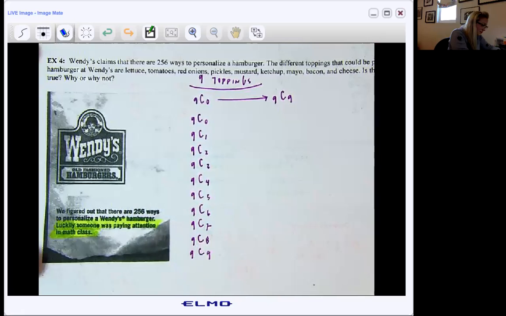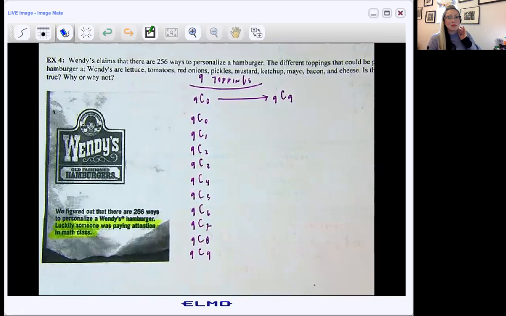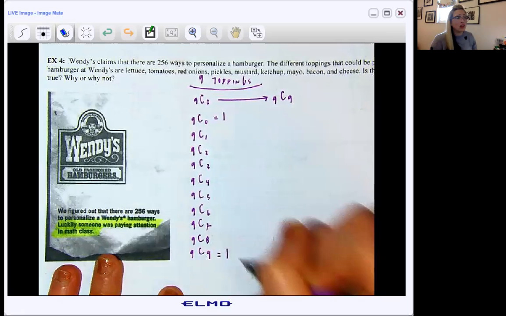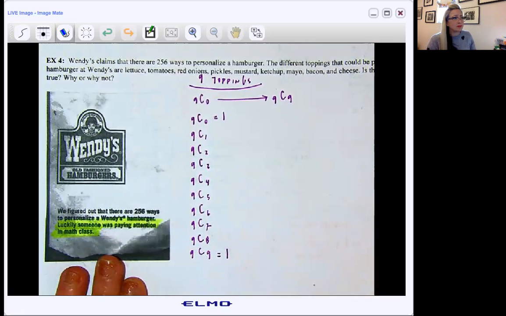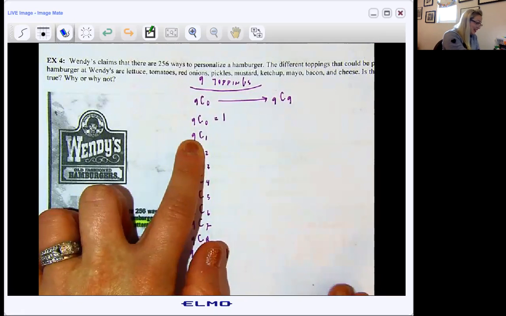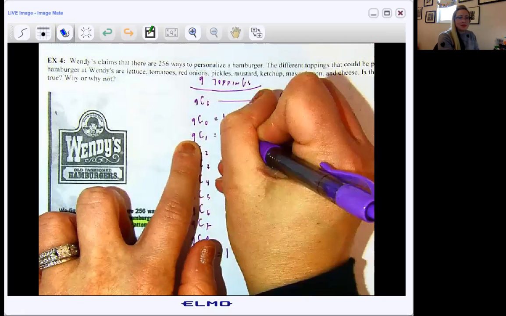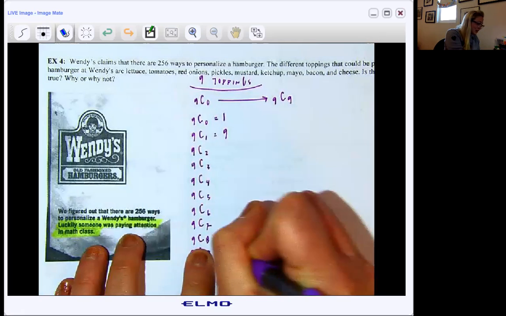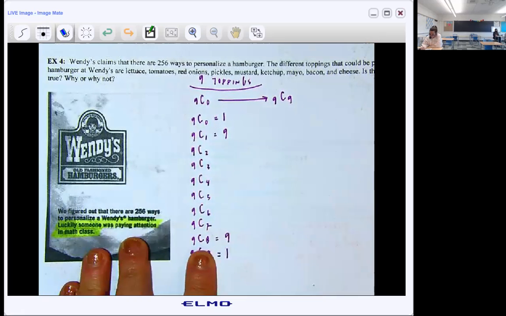Okay, so remember, this is going to be a numerical palindrome because of how they're going to pair up. So 9 choose 0 will be 1. If I'm choosing none of something or all of something, it can only happen one way. Okay, 9 choose 1. Well, if I'm choosing 1 of something, right, and I have 9 somethings, there are 9 ways that could happen. And 9 choose 1 is the same as 9 choose 8. So they're both 9, right? Again, it's like a numerical palindrome.